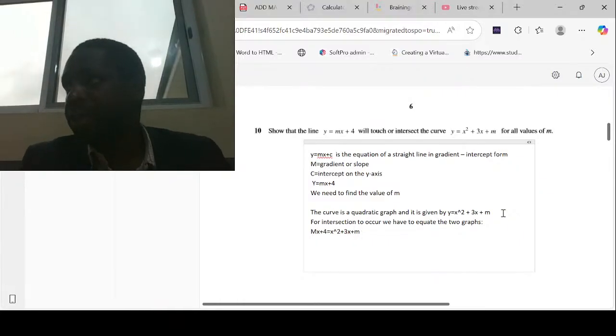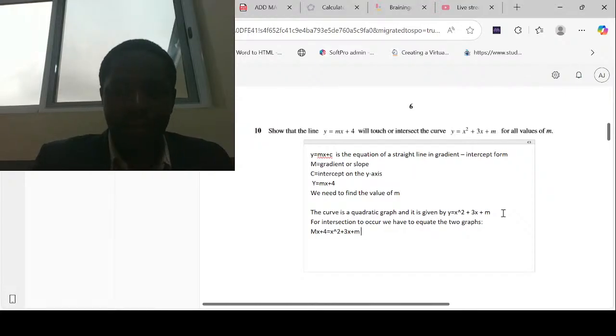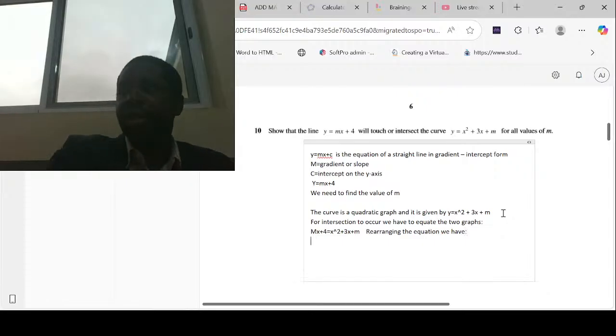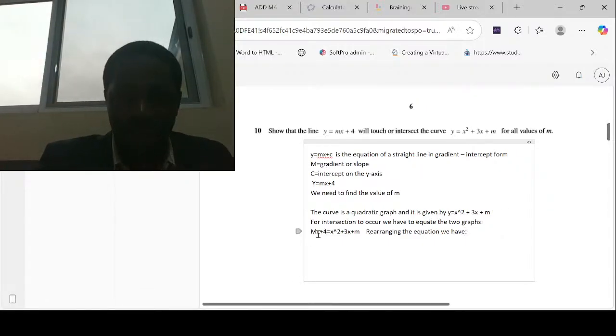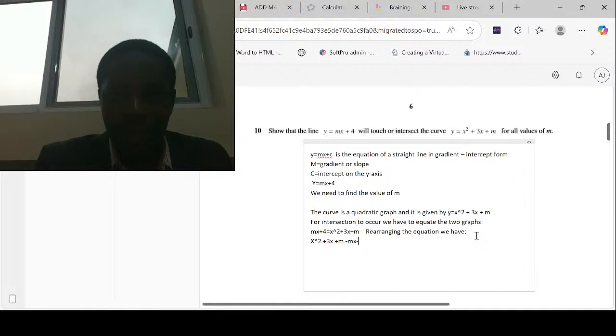So we have to rearrange the equation. All you need to do is take the mx plus 4 to the other side and then simplify. When we do that, we have x squared plus 3x plus m minus mx minus 4 equals 0.